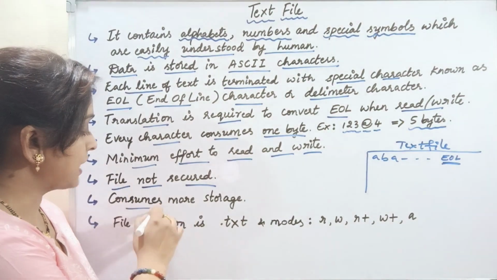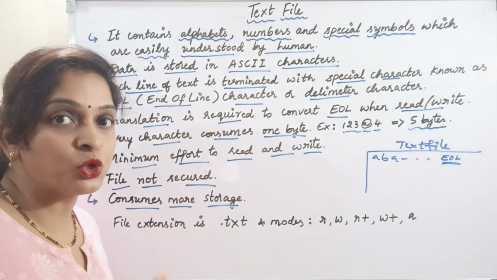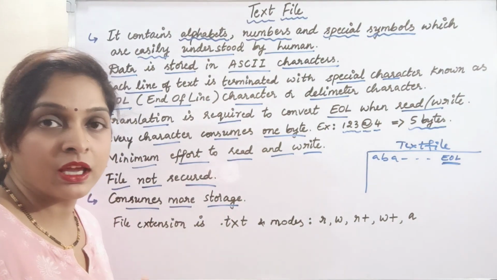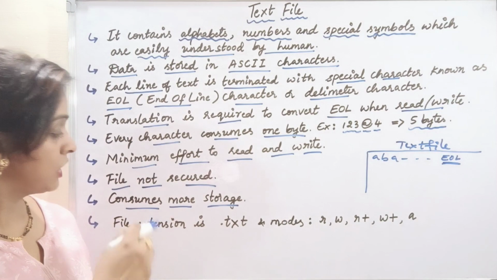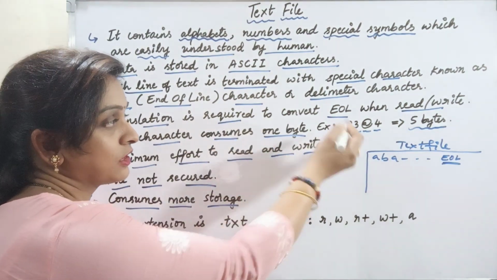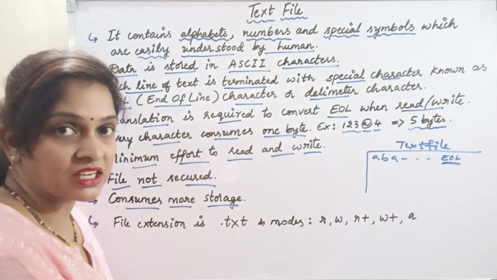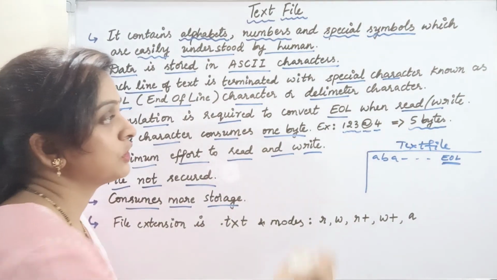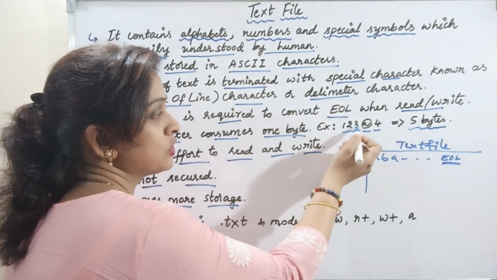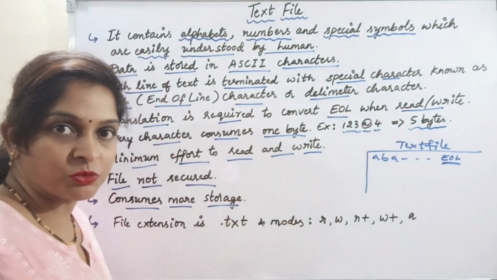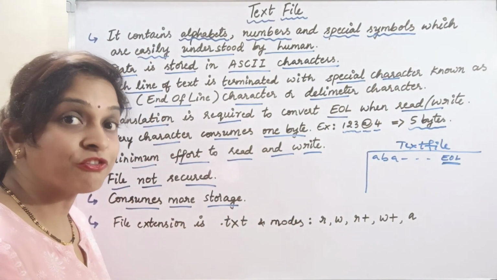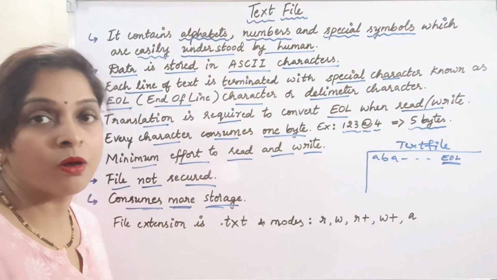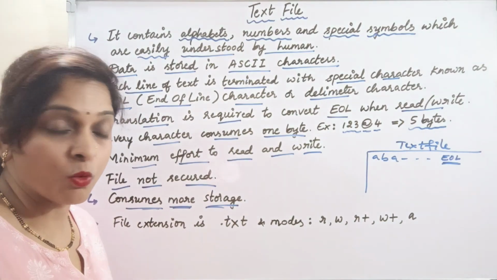Then, as every character consumes a byte, it consumes more storage. It consumes more storage because every key press from the keyboard is considered a character, and every character consumes 1 byte. So here, 1, 2, 3, 4, 5, totally 5 characters we have. So it is going to consume 5 bytes. So obviously memory is getting consumed more. So memory consumption is more.